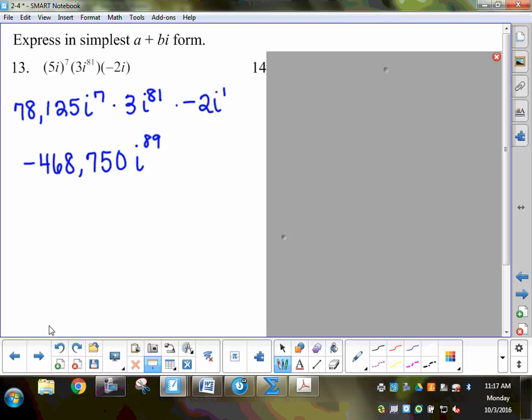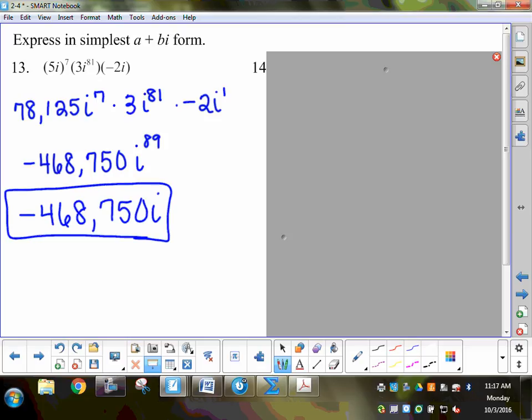Now, i to the 89, hands up please if you can tell me what that's the same as. Outstanding. Seriously? i to the 89 power, we don't know what that's going to be? We got 1, 2 of you, 3. Negative i. No, positive i, good. So this is negative 468,750i. Questions on that?